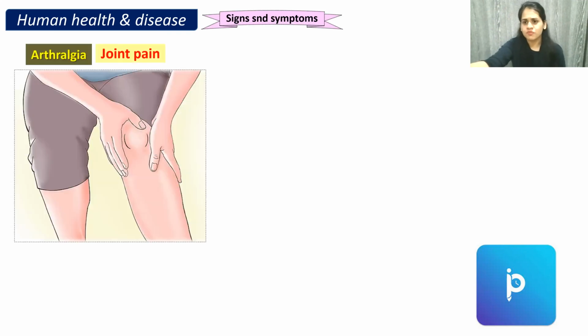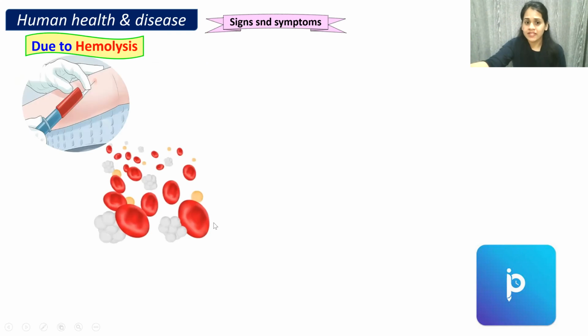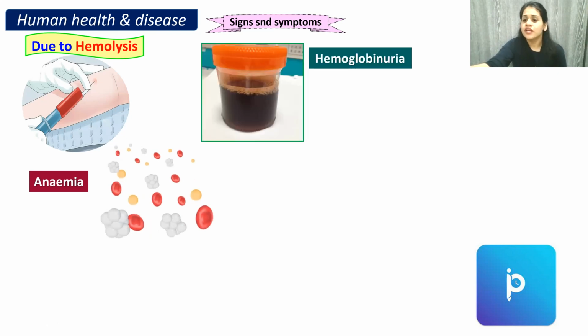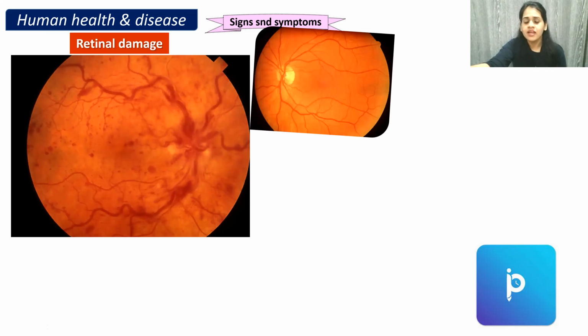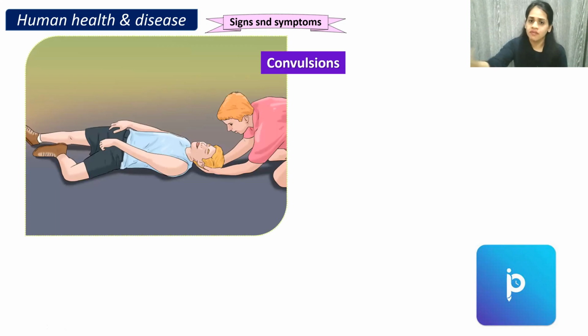So apart from fever, there are other symptoms also, like arthralgia, that is joint pain, and vomiting. Then due to hemolysis, that is the breakdown of RBC, you might experience anemia, that is decreased hemoglobin in your blood, and hemoglobinuria, that is hemoglobin in the urine due to hemolysis. In rare cases, you might have retinal damage. That's present only in rare cases, and obviously when it doesn't get treated, it may lead to convulsions also.